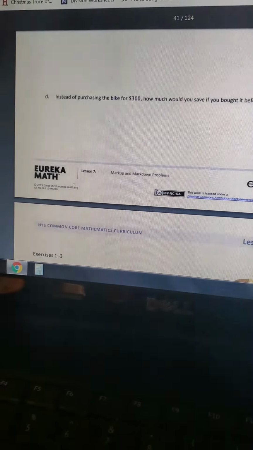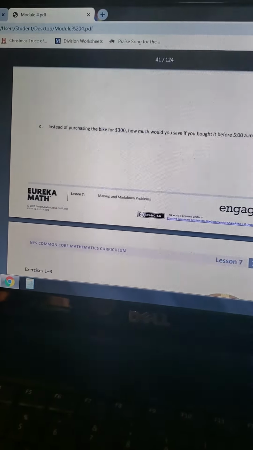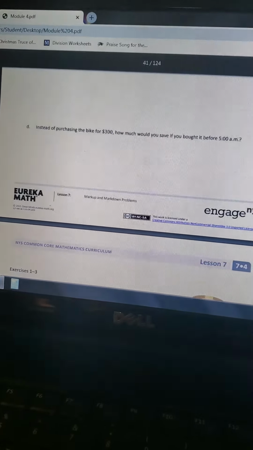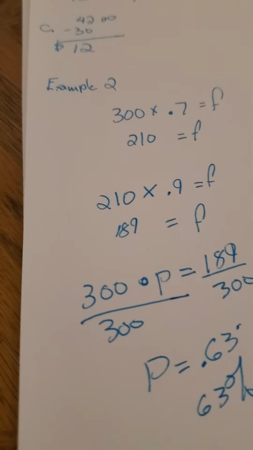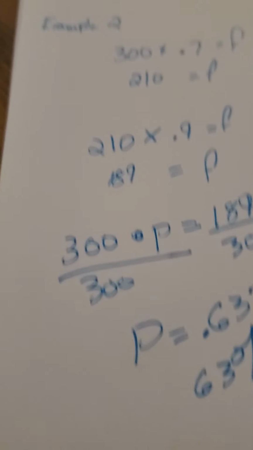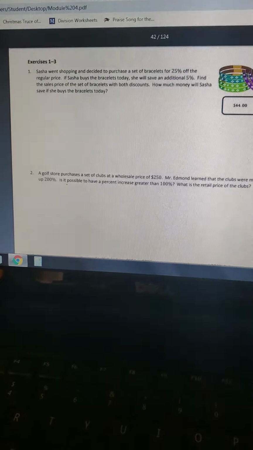So the original price was $300. The price after the additional 10% was $189. So you just simply do the subtraction. That's a pretty simple problem. So if we have $189 and you're going to pay $300, that's just a simple subtraction there. All right, so let's get on to these exercises over here.